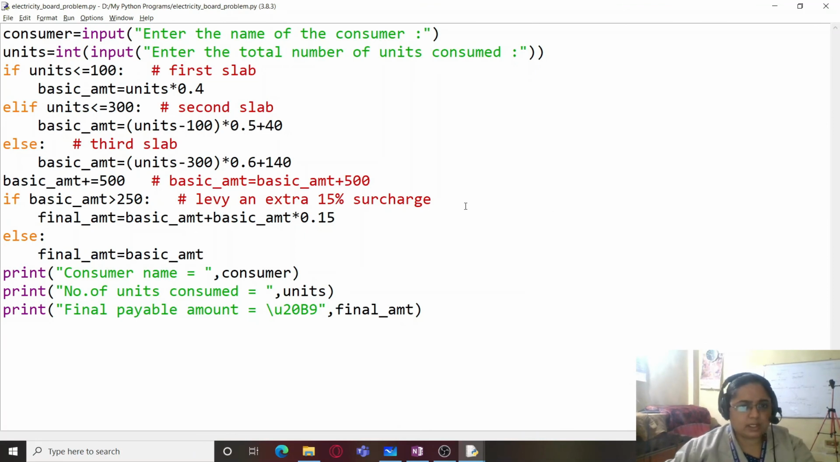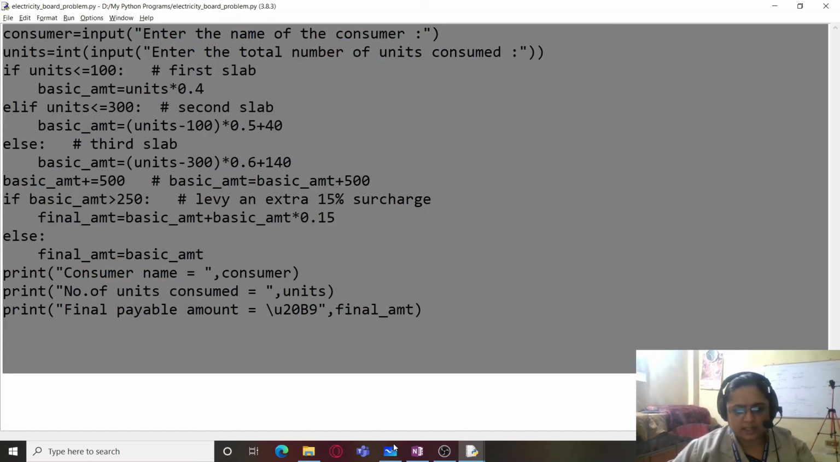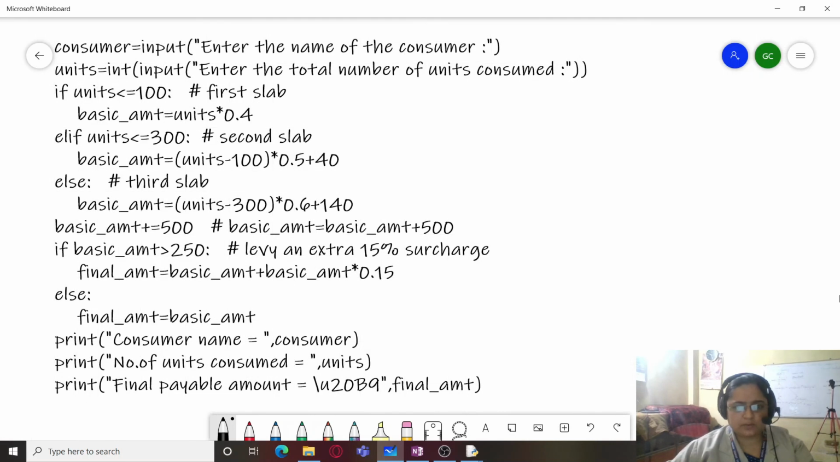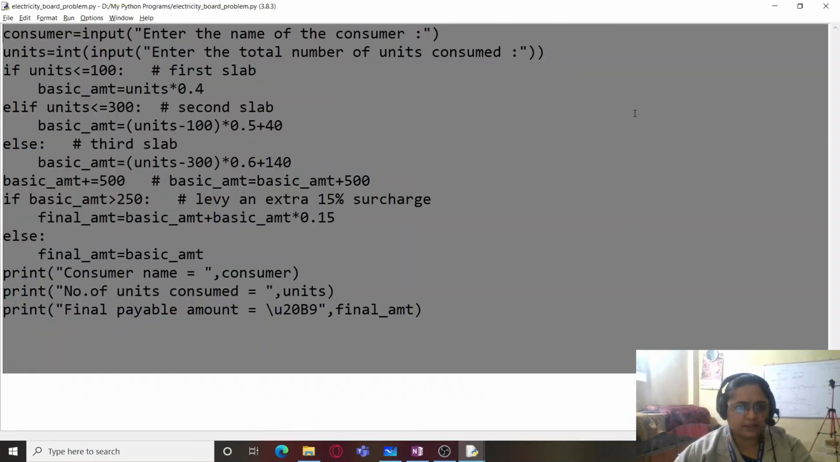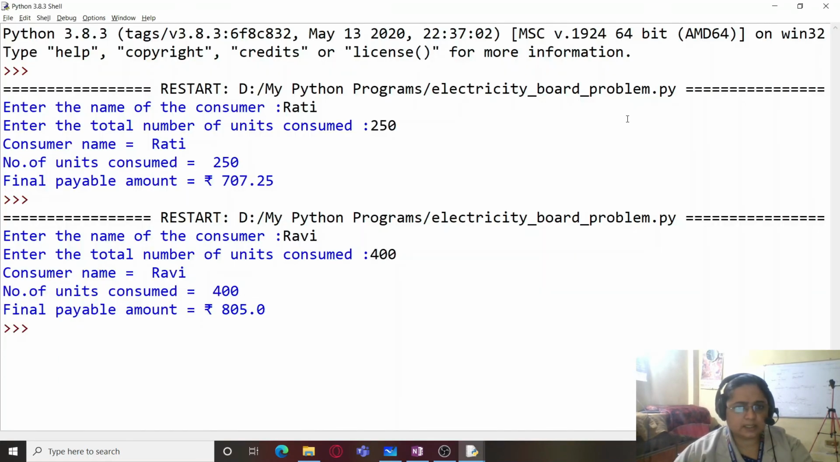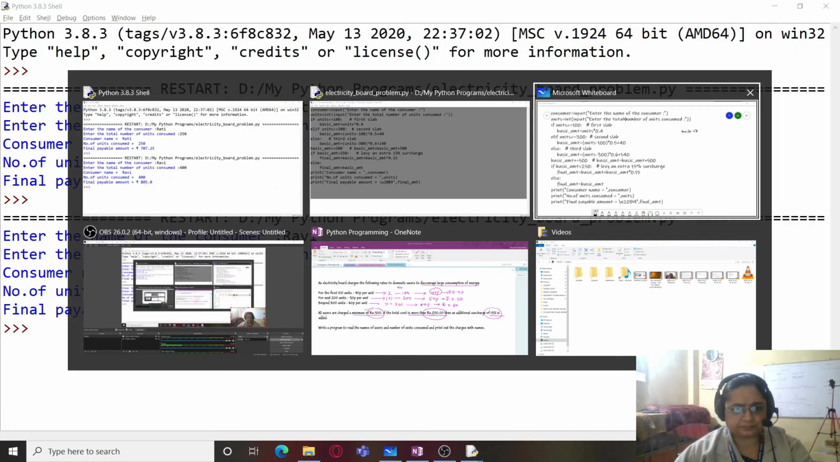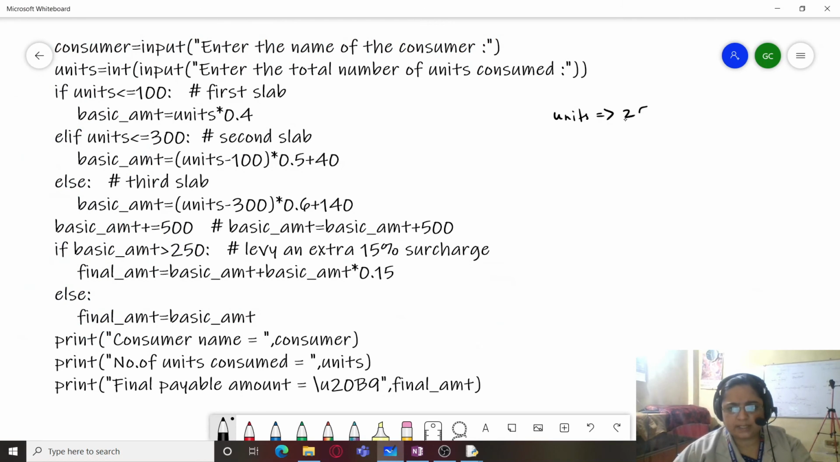Let us do a dry run, a dry manual execution of this program. Okay, so I'm just going to copy this entire program and paste it here. So now we will be doing a manual execution. Suppose the number of units given by the user is the first one, which I had taken here, 250 units. So units are 250. Consumer's name is Rati and units is 250.